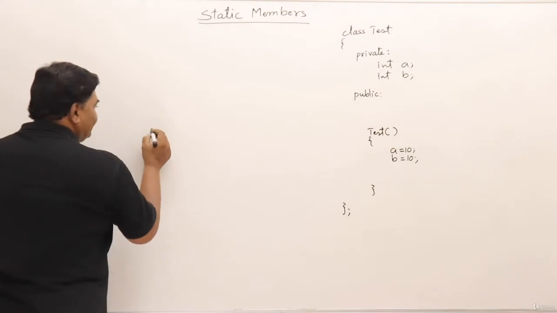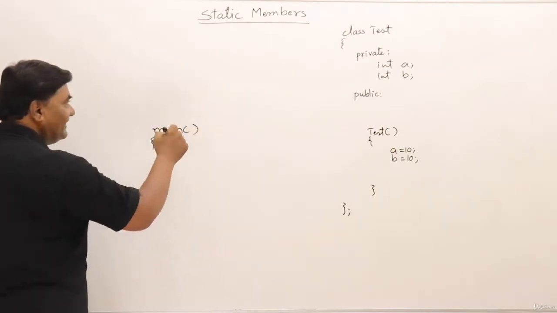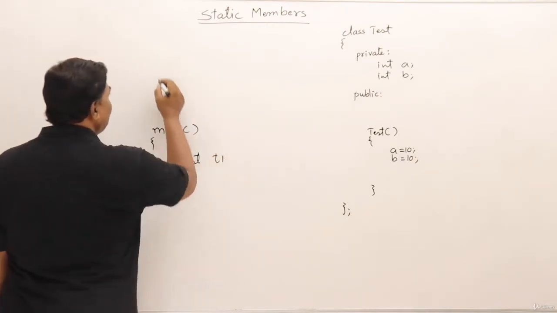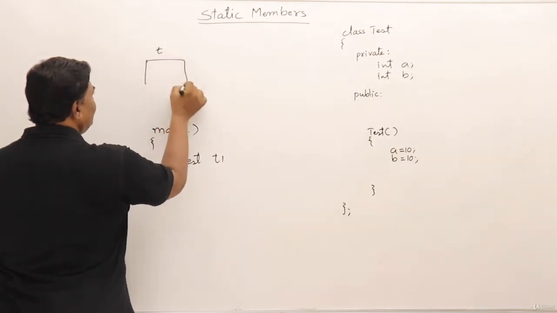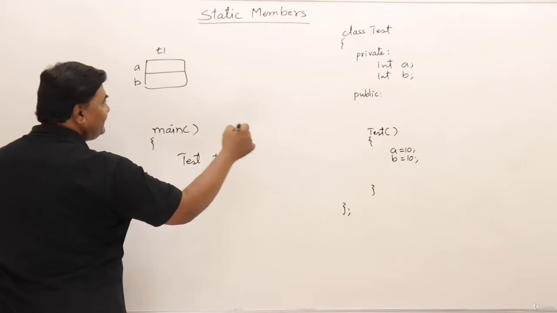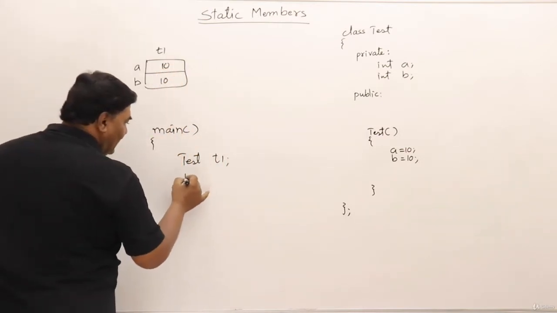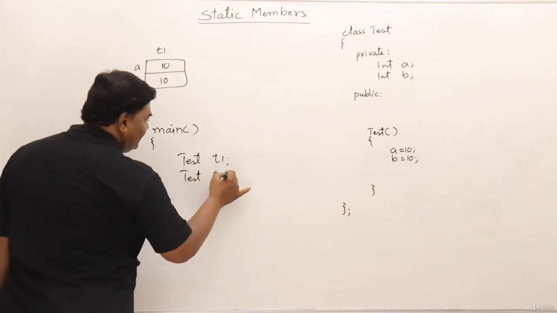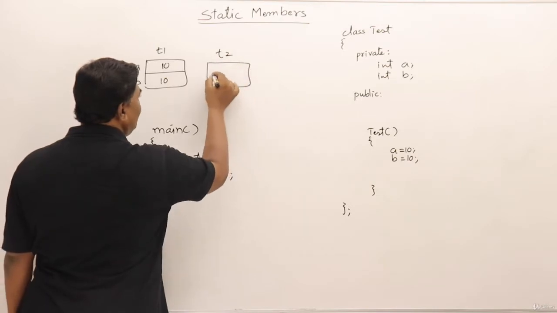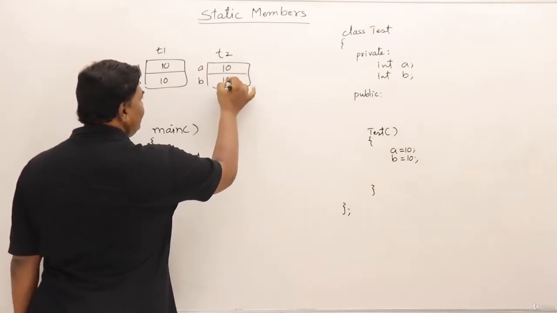Now, inside the main function, let me create the objects of Test. If I create an object, Test T1, then T1 will have A and B. When I create an object, the constructor is called and this will initialize them as 10 and 10. I'll create one more object, Test T2. T2 is also created and will also have A and B, with A value as 10 and B value as 10.